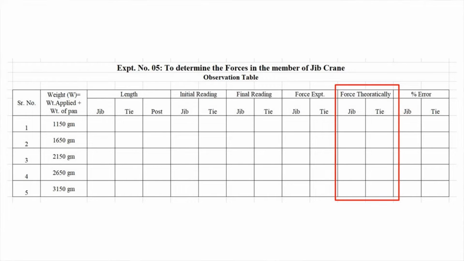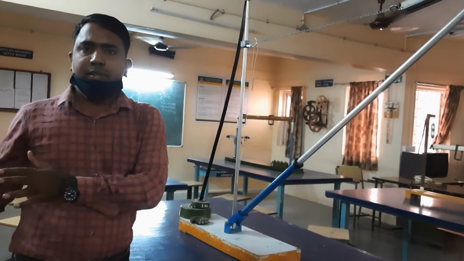Then we have to measure the angle between the forces, and then apply Lami's theorem, and then find out the forces in the member of the jib and the forces in the member of the tie. So that is the theoretical part that we will discuss next.